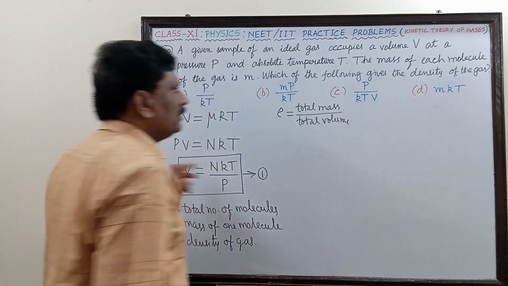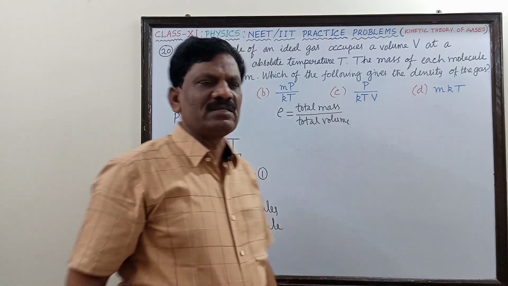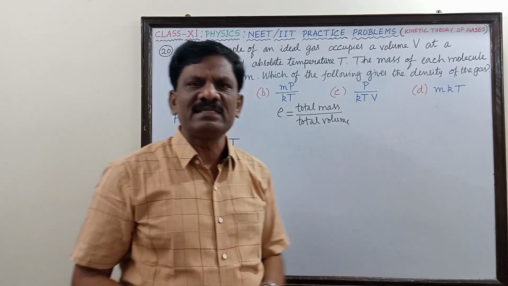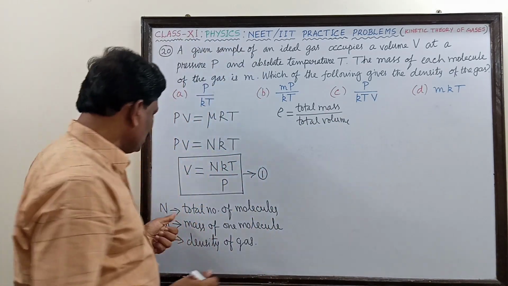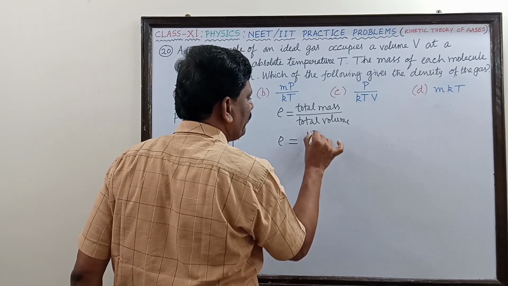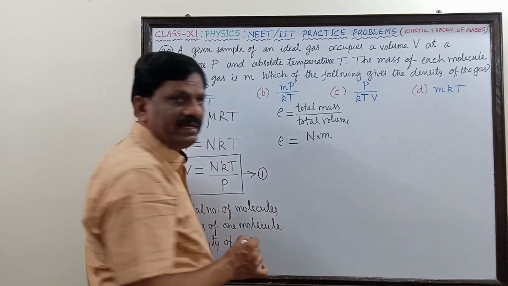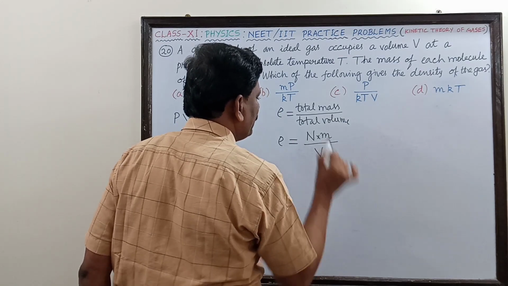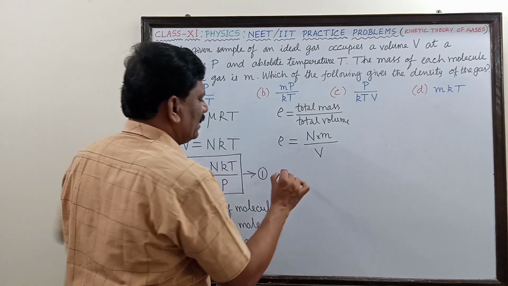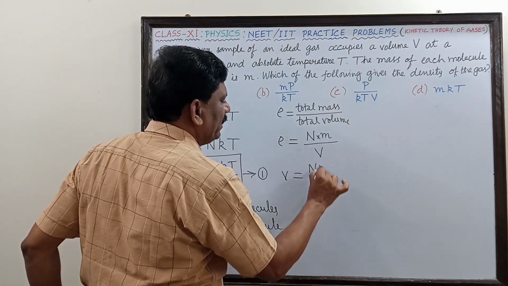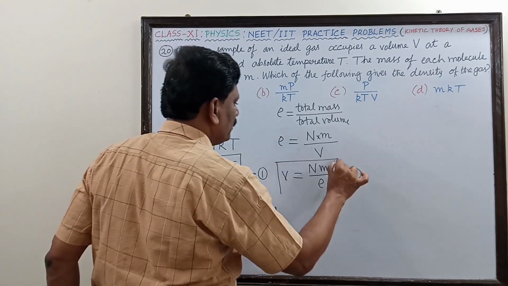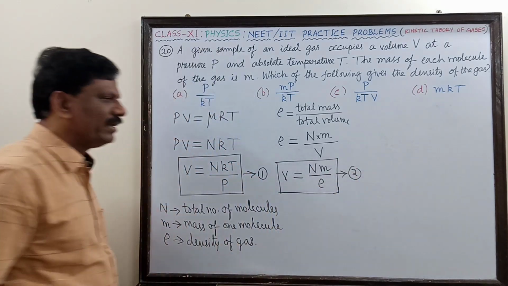Okay. The question is, which of the following gives the density of the gas? So I will start from the density now. So density is equal to total mass divided by V. If small m is the mass of one molecule, and if there are N number of molecules, then the total mass is equal to the number of molecules into the mass of each molecule, divided by V. Understand? So this V can also be written as N into m divided by rho, and this is our equation 2. So V is also equal to N into m by rho.